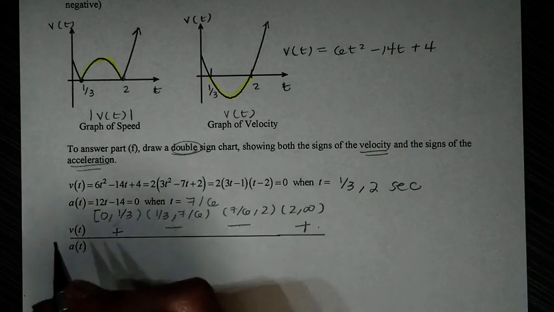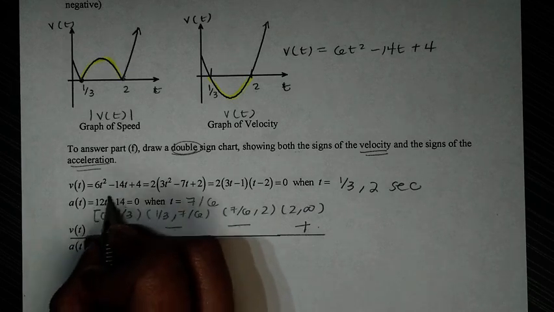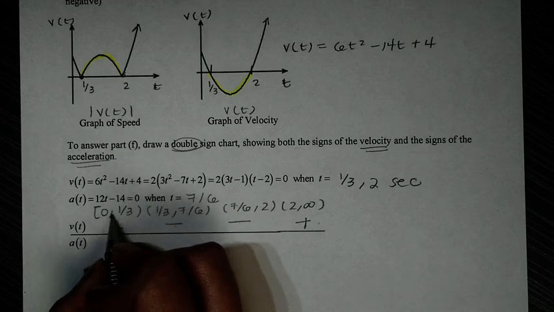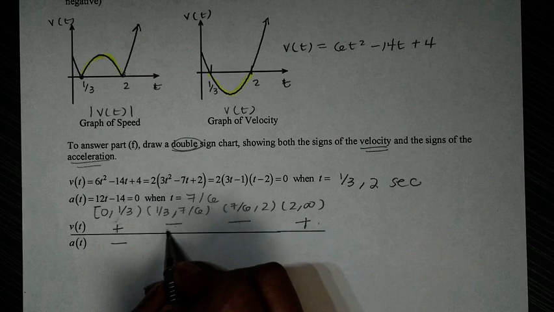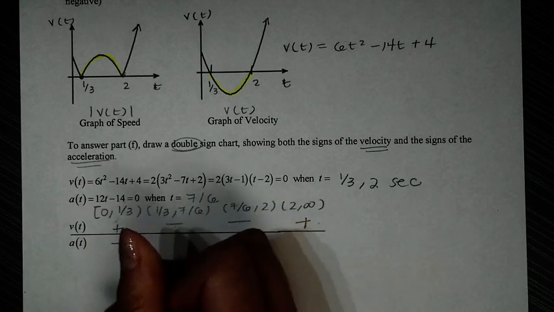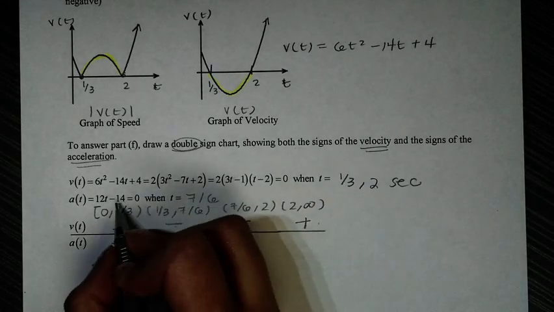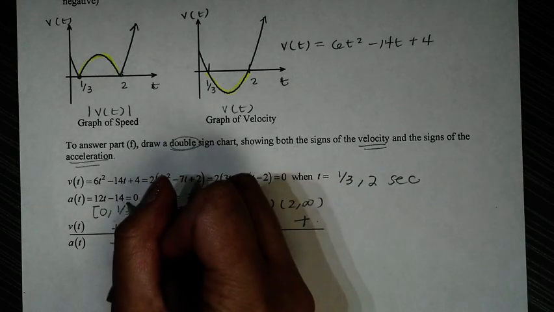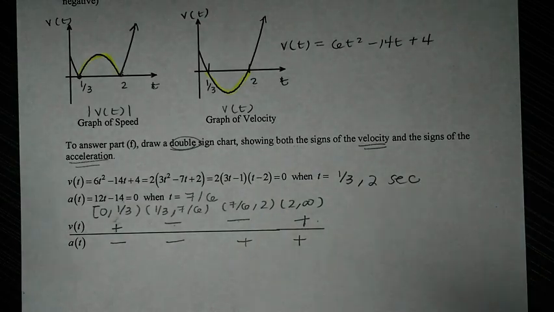Now, we're going to plug values into acceleration. So acceleration is this expression that you have over here. If I plug any value between 0 and 1/3, it is going to be negative. If I plug any value between 1/3 and 7/6, it's also going to be negative. And if I plug in, let's say, 1.5 here, that's going to be positive. And if we plug in, let's say, 3 over here, that's going to be positive as well.